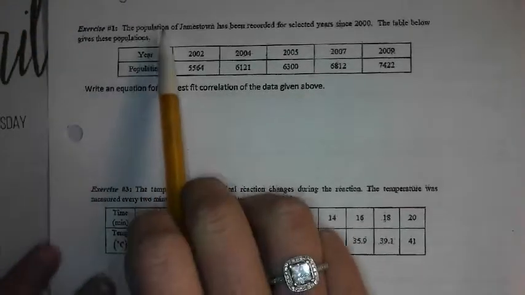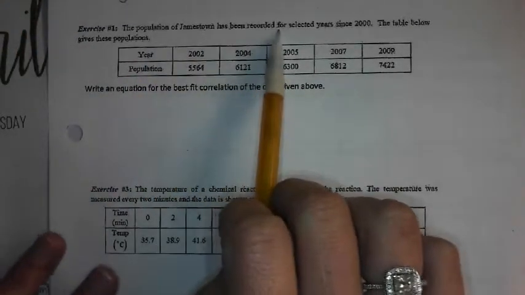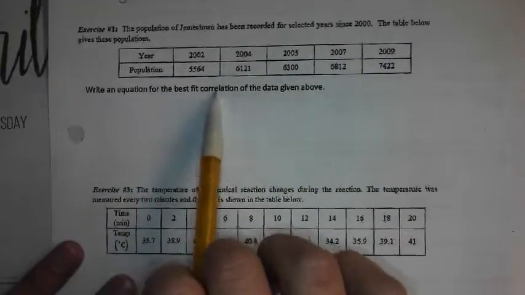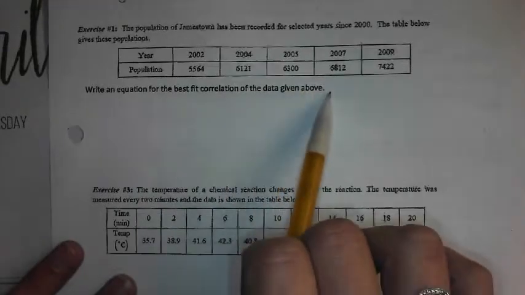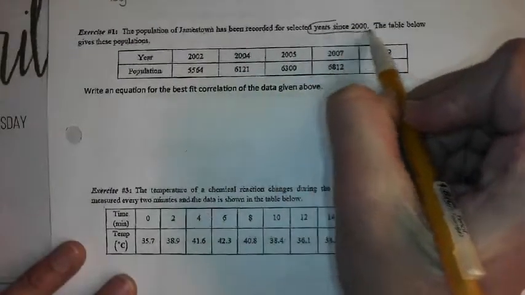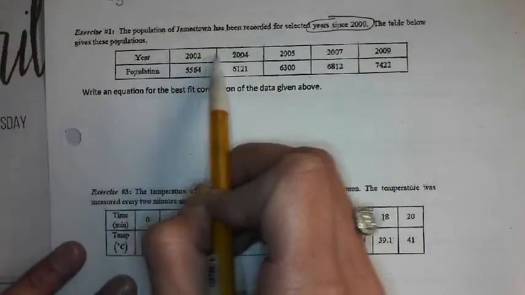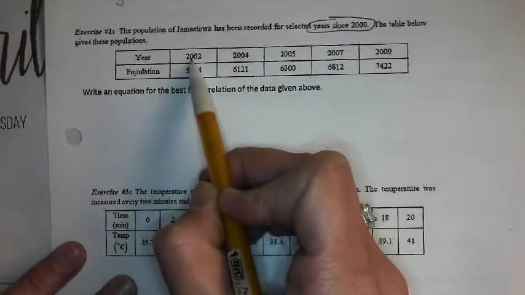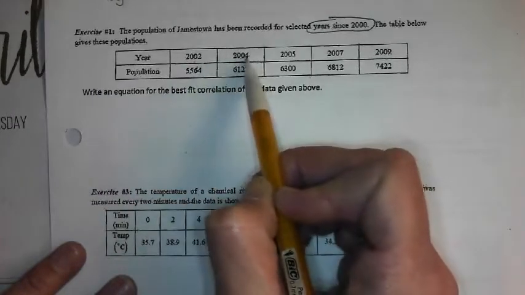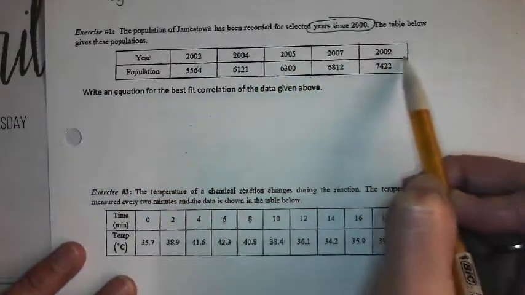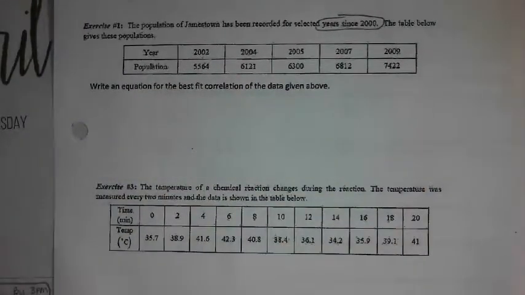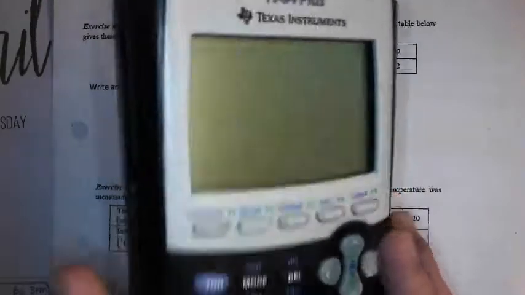So we're given data. The populations have been recorded for years. Write an equation for the best fit correlation of the data given above. Years since 2000. So these are my x-coordinates, but what would my x-coordinate actually be? 2 years since 2004, 5, 7, and 9, and my population is as stated. So again, don't do this, just follow along.